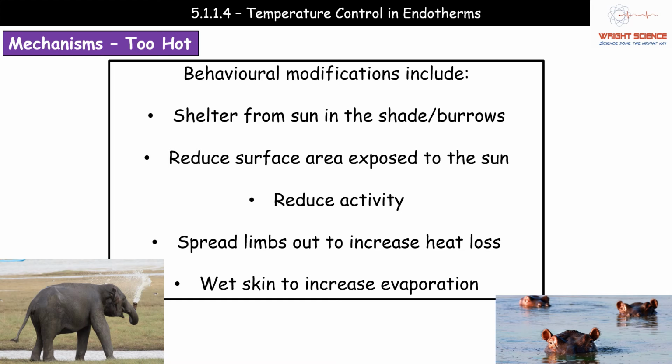They will reduce their activity. If you see any of these animals on super hot days, then they're generally just lying around not doing a whole lot. Spreading limbs out to increase their heat loss in that shaded area, and in some cases they'll also wet their skin. Elephants, great example of this. You can see the one in the bottom picture there, just spraying water all over itself, because if it's got wet skin, then it will transfer that heat energy from the body to cause that water to evaporate from the surface.